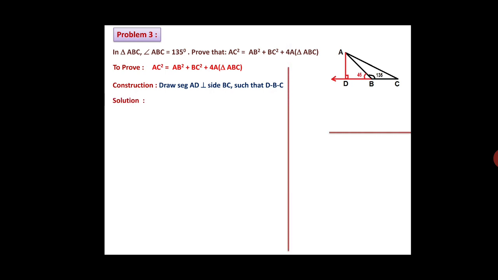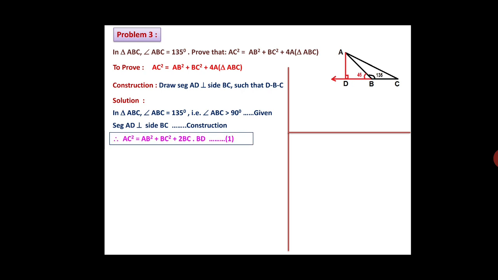So friends, we start the proof, that is the solution. We will find out how to prove this one. So in triangle ABC, angle B is 135, and angle ABC is greater than 90, that is an obtuse angle. Segment AD is perpendicular to side BC, we have constructed that. Therefore you can write AC square is equal to AB square plus BC square plus 2 BC into BD. That is the application of the Pythagoras theorem to an obtuse angle triangle.